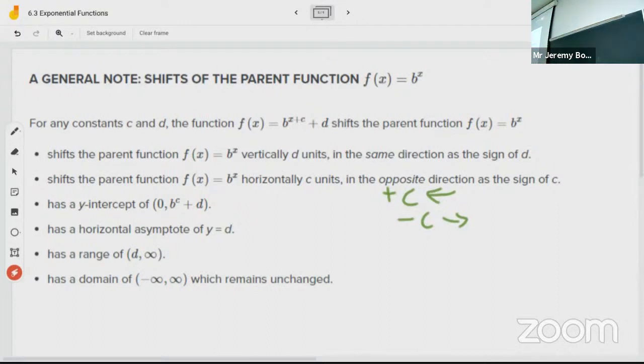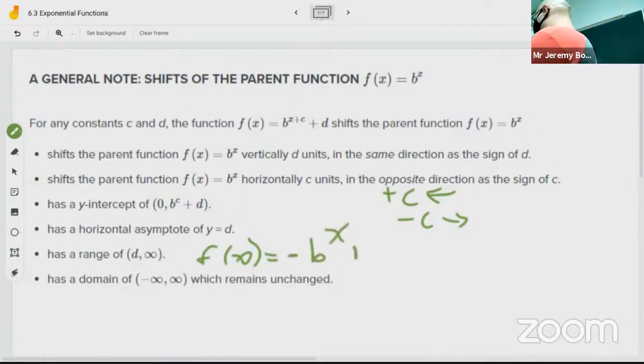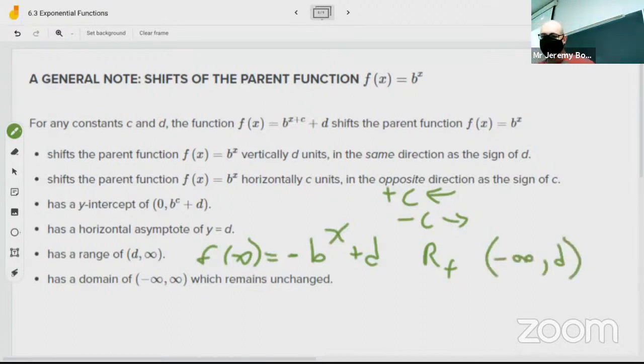Now, one caveat to that. If the function is like that last one we looked at where it was negative e to the x plus d, the range won't be from d to infinity because remember it fell drastically down. So it's going to be from negative infinity to d. So if it's got that negative in front of the exponential part, that's going to switch the range up. So that's one of the ones that aren't listed in this note.